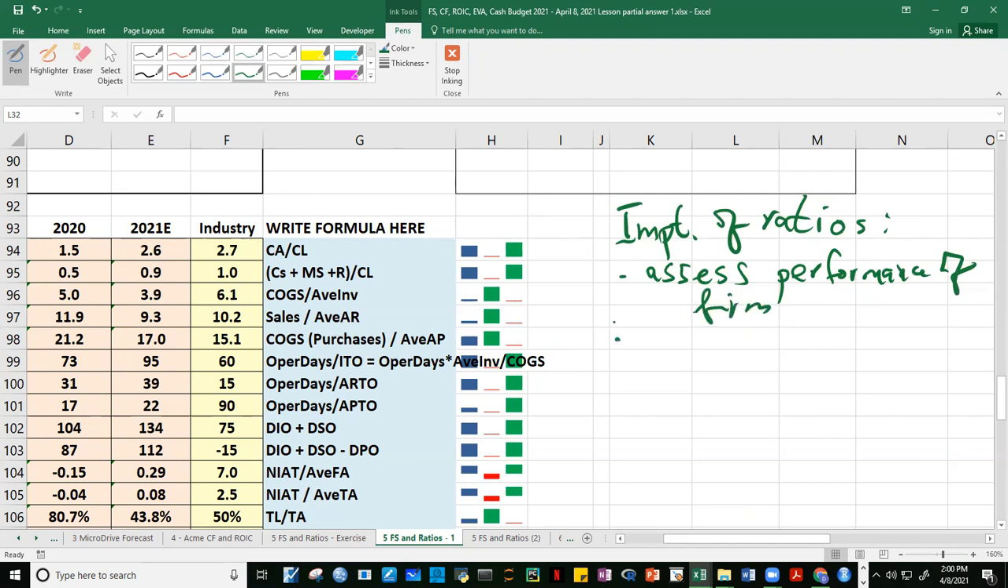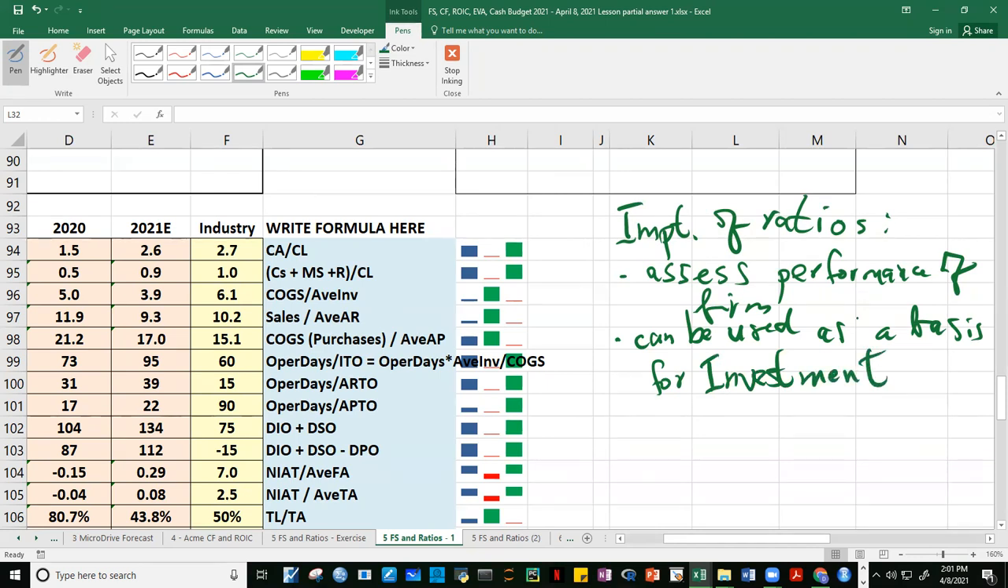Ano pa? Maraming gamit ng ratios, guys. Aside from assessing the performance of the firm, it can be used as a basis for what, guys? For investments. No? Given the ratios, maganda bang mag-invest yung company either sa increasing fixed assets, okay, or acquiring other non-operating assets? So it can be used as a basis for investment. Ano pa? Also, it can be used for rewarding, no? Rewarding employees, pwede rin yun.